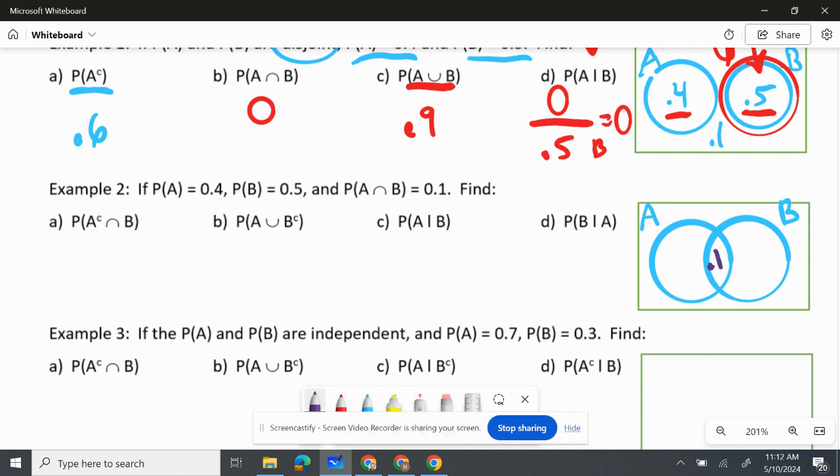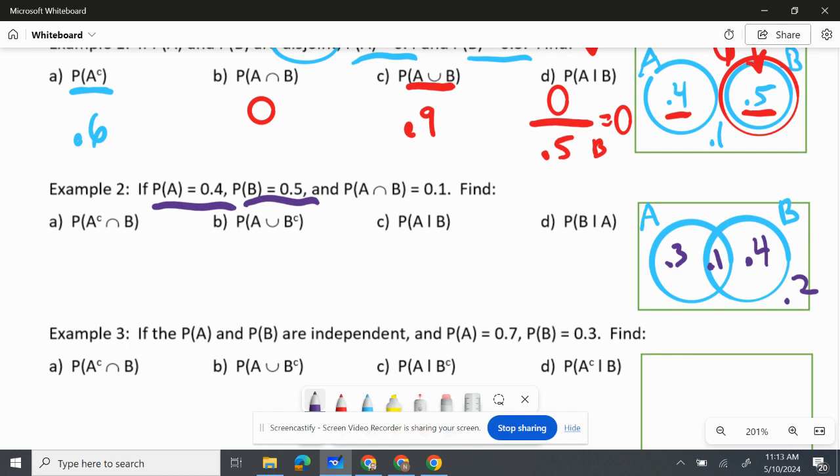Now, this is where it gets a little tricky. If event A is 0.4, notice that A already has the 0.1 in it, so this is going to be 0.3. For the probability of B, that would be 0.5, but there's already a 0.1 there, so this would be 0.4. And all the probabilities add up to 1, so this on the outside would be 0.2.